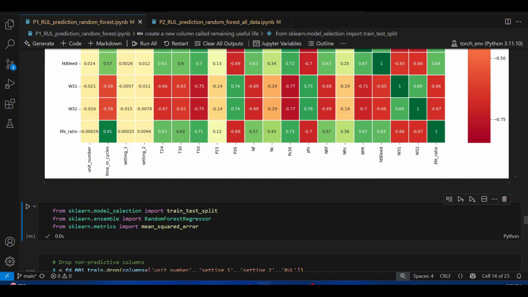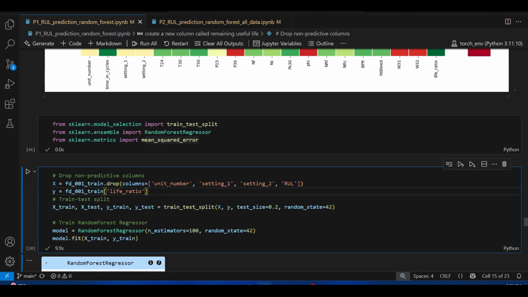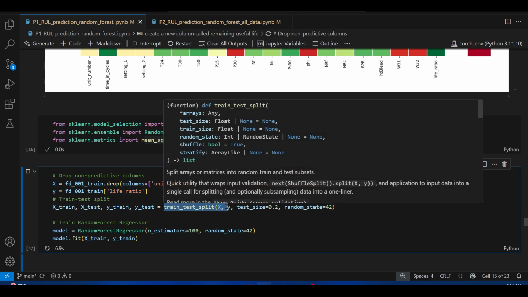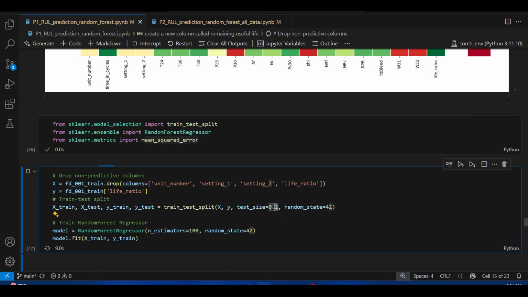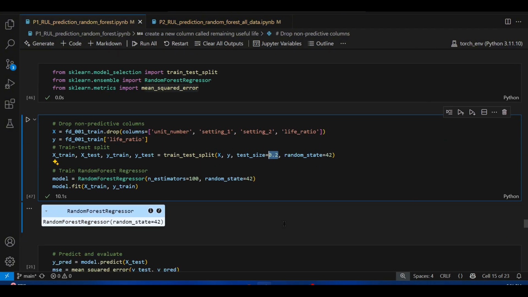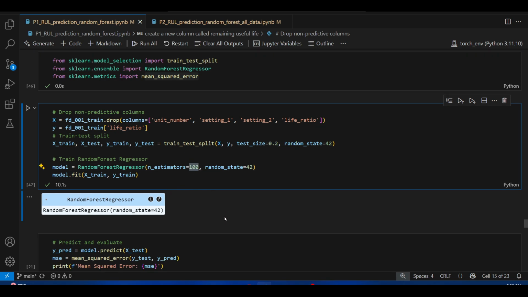So now I use sklearn to import random forest, train test split and mean squared error. When I obtained the features for the training, I dropped setting 1, setting 2 and live ratio, because that is my target. And this y is my target, which is the live ratio. So I pass it through my train test split. I put 20% as my test size, and my random forest model is trained. I used 100 decision trees inside it.